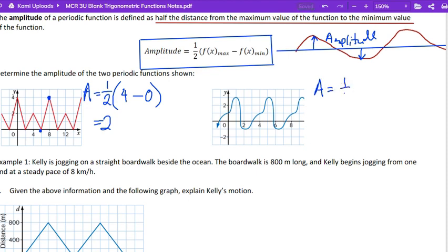To find this amplitude again, it's 1/2 times the max minus the min. 3 minus 1 is 4. And once again, the amplitude is 2.